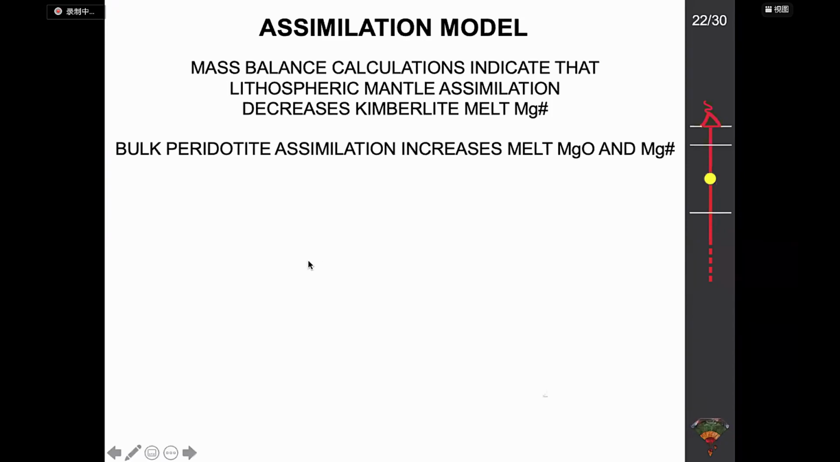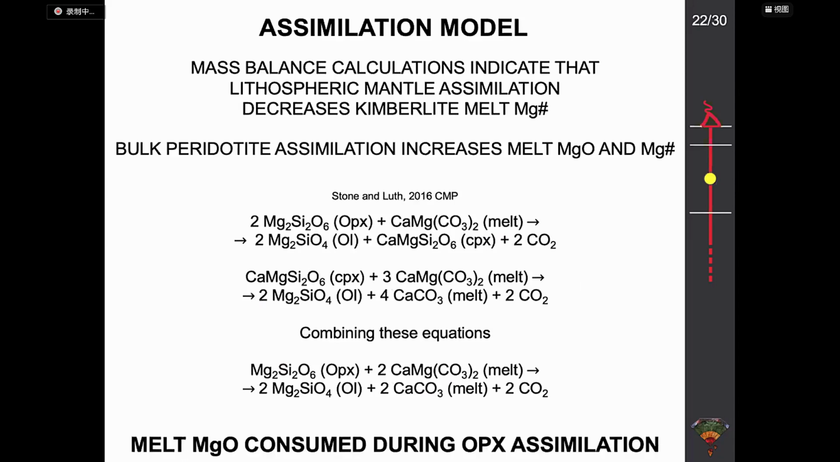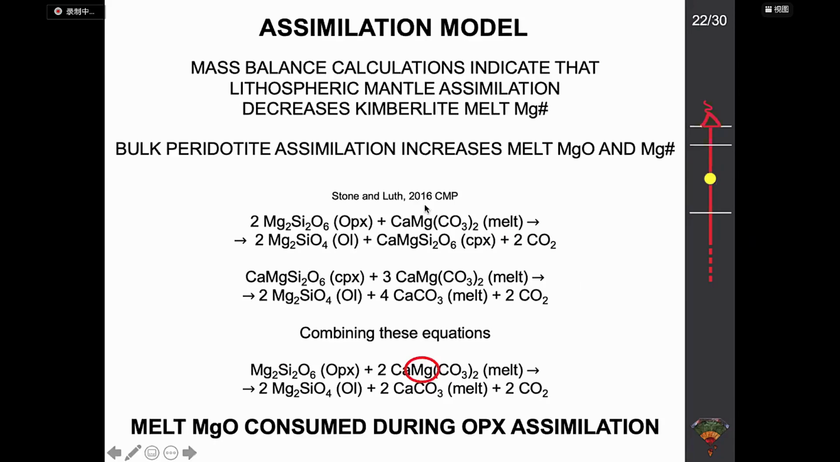This means that we need to find another solution, and the solution is given by this set of equations that are from this nice paper of Stone and Luth in 2016. So these guys essentially were trying to understand the reactivity of orthopyroxene in carbonate-rich melts, in their case in dolomitic melt. And what they found is that orthopyroxene reacts with the dolomitic melts to produce peritectic olivine and clinopyroxene and CO2.